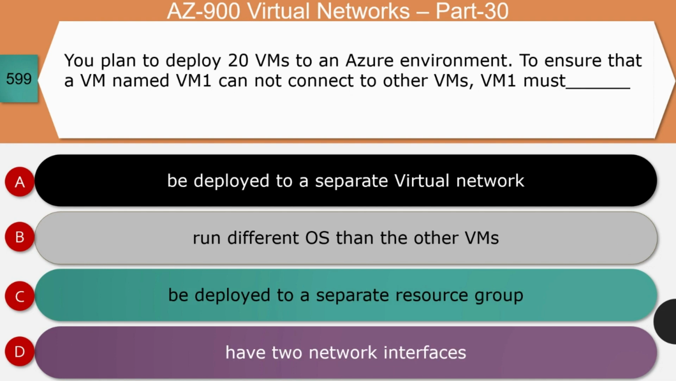Next question. You plan to deploy 20 VMs to an Azure environment. To ensure that a VM named VM1 cannot connect with other VMs, VM1 must be: option A, deployed in a separate virtual network. Option B, run a different OS than the other VMs. Option C, deployed in a separate resource group. Option D, have two different network interfaces. The right answer for this question is to be deployed in a separate virtual network. The other options are wrong.